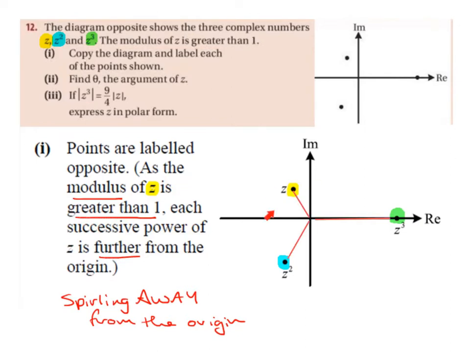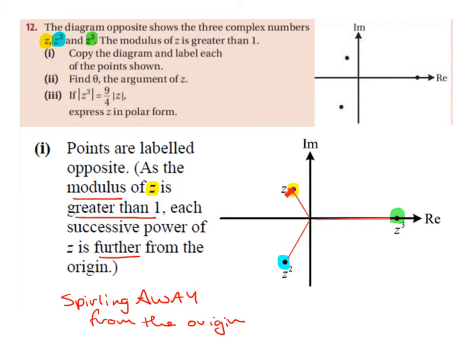Now that our red lines have been drawn into our diagram, we can clearly see that the yellow point is the closest to the origin. So this must be z, which is z to the power of 1. This blue point here is the second furthest from the origin. So this must be z squared. And this green point here, which is on the real axis, is the third furthest from the origin. So this must be z cubed.